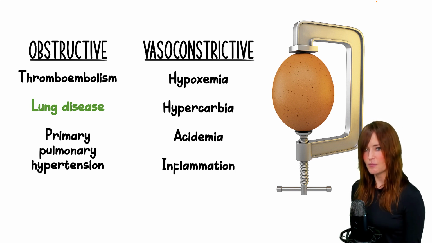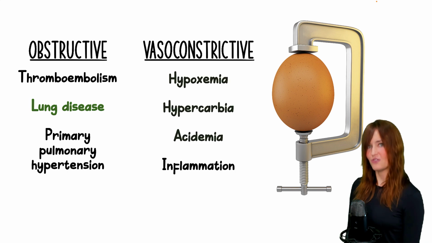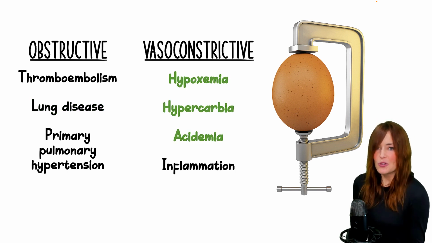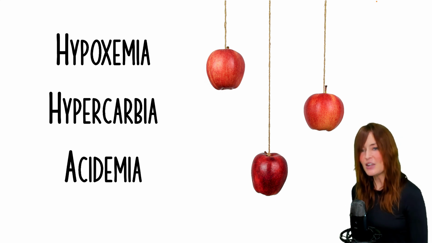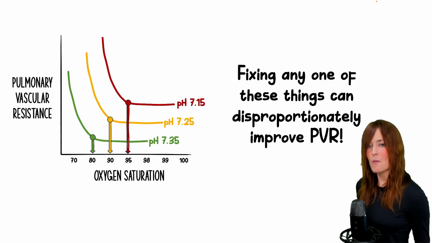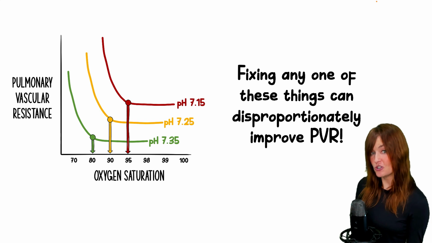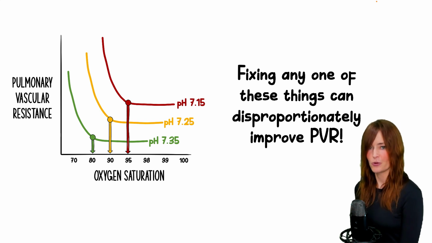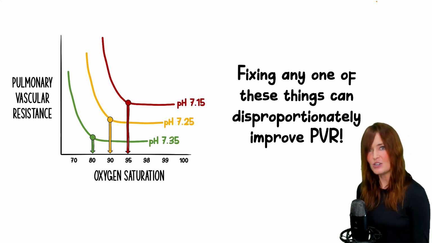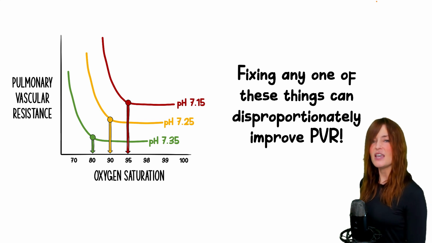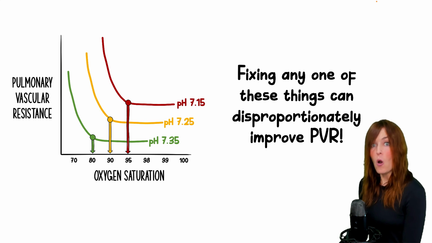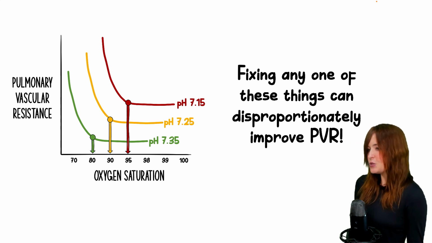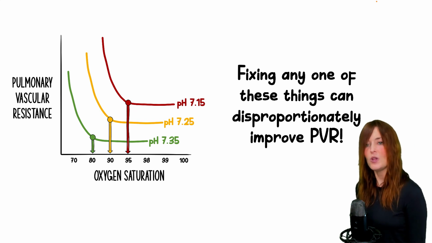treat the lung disease. Now, what about vasoconstrictive etiologies? Well, we have a couple low-hanging fruit things. We have our hypoxemia, hypercarbia, and acidemia. And I call them low-hanging fruit because of this. Remember our graph showing the relationship between increased pulmonary vascular resistance with lower oxygen saturations and pH? What this means is that fixing any one of these things, fixing the oxygen or the bicarb or the CO2, will disproportionately improve your PVR. So even if you can't fix all of them, fixing some of them will help you.